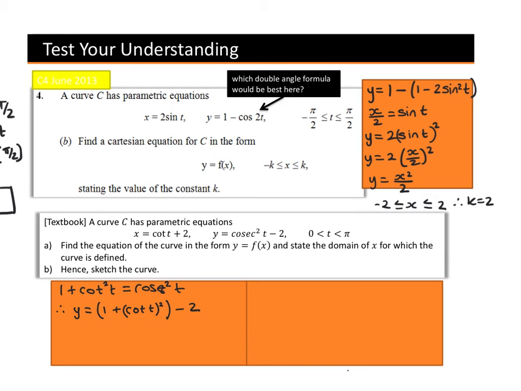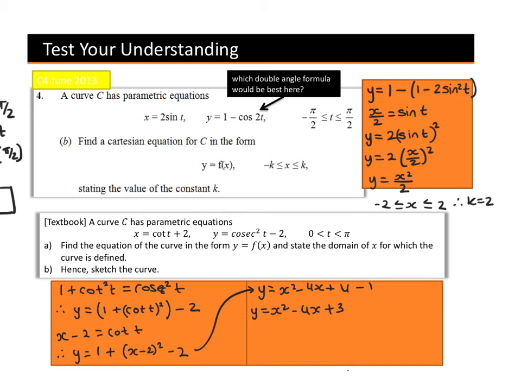Minus 2. Okay, what does x equal? X minus 2 equals cot t. Now I can substitute everything in. So therefore, y equals 1 plus x minus 2 squared minus 2. Okay? So now I'm going to have y equals x squared minus 4x plus 4 minus 1. So y equals x squared minus 4x plus 3. Look at that, we've got a quadratic. That's great.